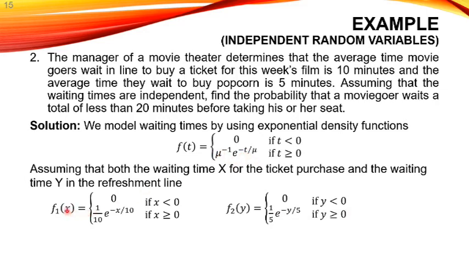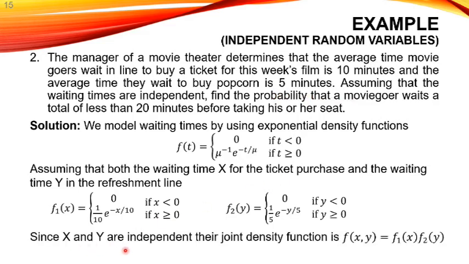Okay, so we have the x and y variables. So we just substitute the values of the average waiting times. So we have 10 minutes for variable x, which is the waiting time to buy a ticket, and to buy popcorn we have 5 minutes. Now, since x and y are independent, their joint density function is equal to the product of each density, f sub 1 of x times f sub 2 of y.